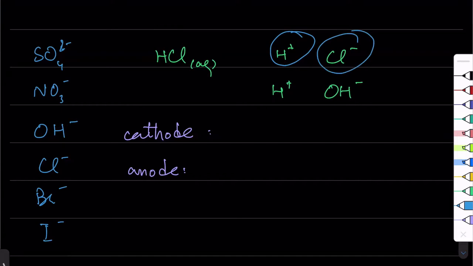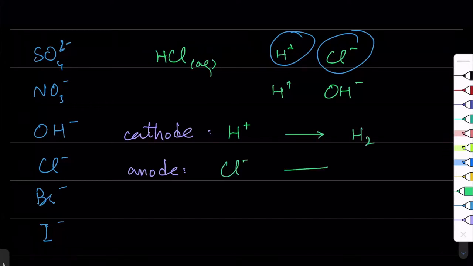So there you go. Your preferential discharge tells you that H positive is going to go, it's going to form hydrogen gas. And chloride is going to go, it's going to form chlorine gas. Now we need to balance the equation. So far, do you understand the idea of what product is going to be made?